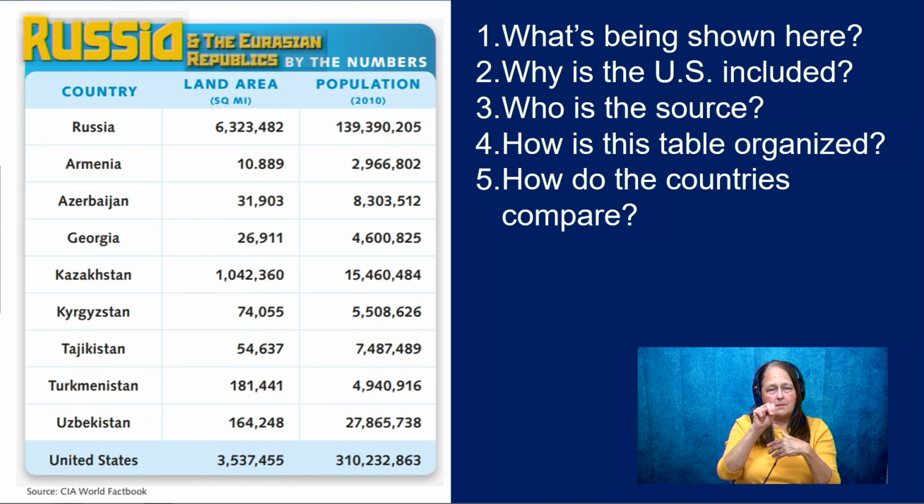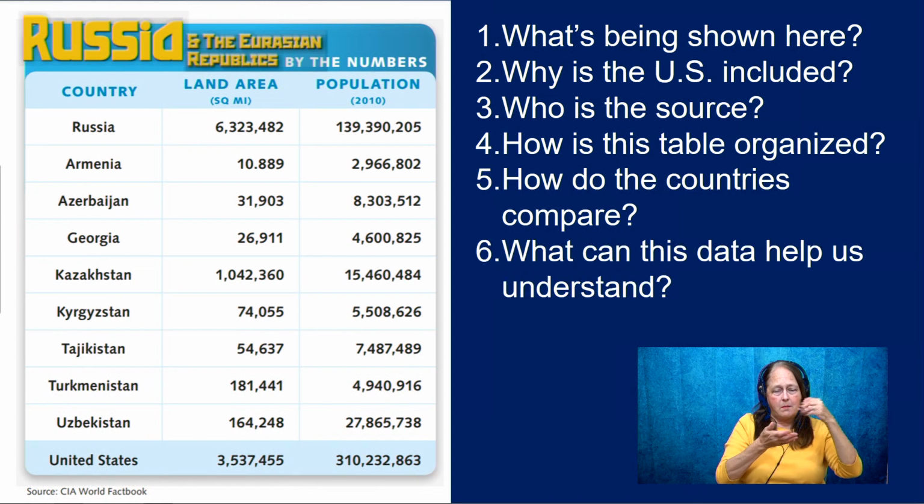We can also compare them on population. Of all of these countries that we've talked about, which one has the largest population? Okay, Russia does, with 139 million people. But compare that to the United States. In 2010, the population of the United States was 310 million people.